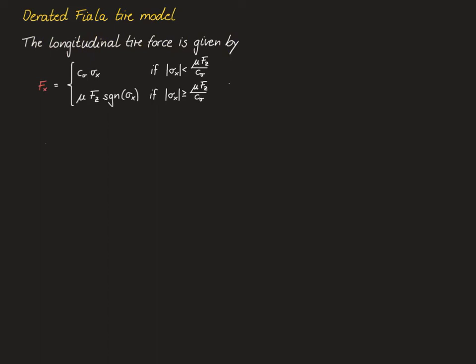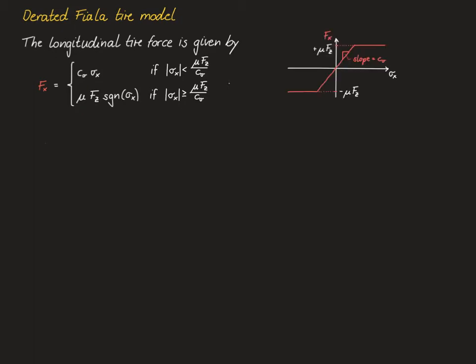The first model that we consider here is the derated Fiala tire model. In this model, the longitudinal tire force is given by the product of the longitudinal stiffness of the tire times the tire slip ratio if the longitudinal tire force does not exceed the friction limit, and if by this formula the longitudinal tire force would exceed the friction limit, then it is set to exactly that friction limit.